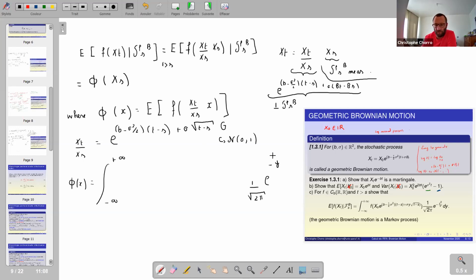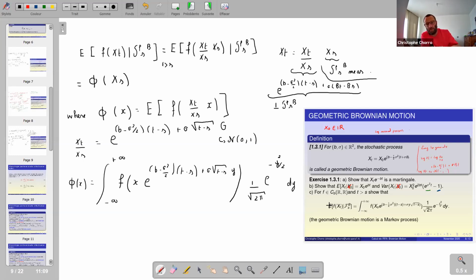Okay, so I have the density of N(0,1) here, and I have to integrate the mapping related to this expression. So I have f of x multiplied by exponential of (b minus sigma squared over 2)(t minus s) plus sigma square root of (t minus s) y. And I close the parentheses and you recover exactly what I obtained here for this conditional expectation.